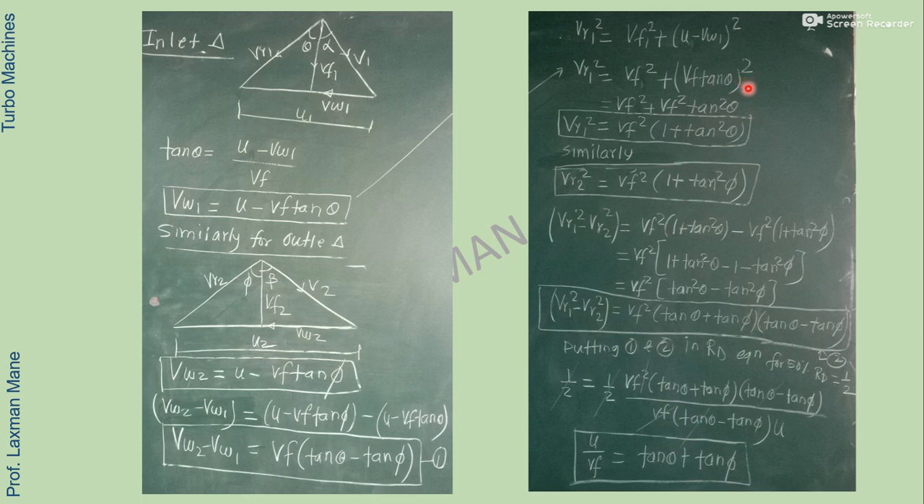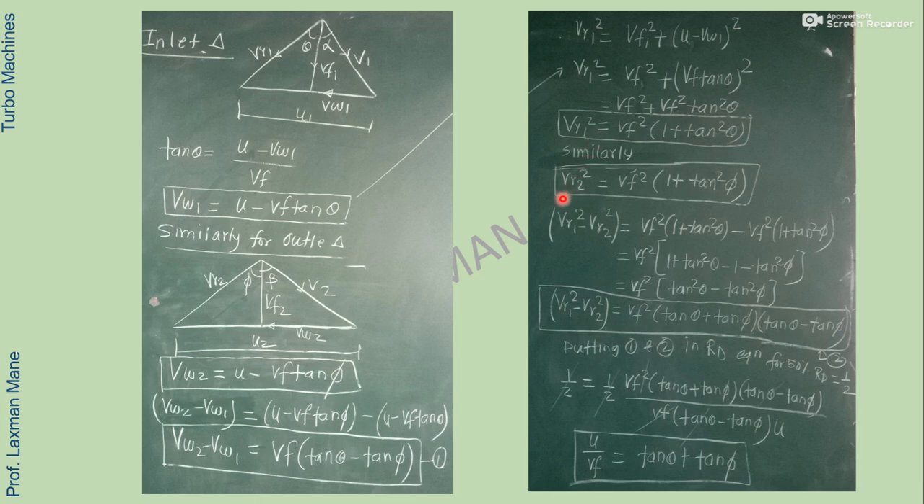mathematical simplification, that is VF square plus VF square tan square theta. So this VF square we take common, so bracket 1 plus tan square theta. So this is the equation for relative velocity component at inlet.